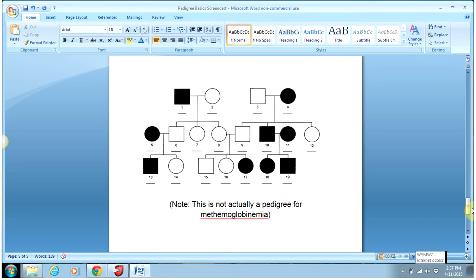Now we're going to be looking at a pedigree that could potentially show the inheritance of methemoglobinemia. However, this is not actually a pedigree for that trait. It does show the inheritance of a recessive trait, just like methemoglobinemia. However, the actual pedigree for the Fugit family is very, very complicated. So we're just going to stick with this one that could represent this trait.